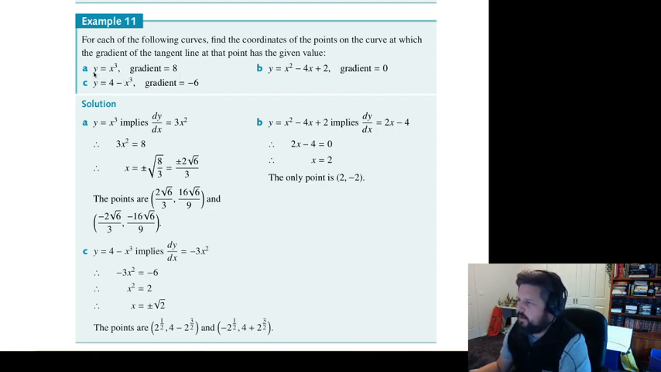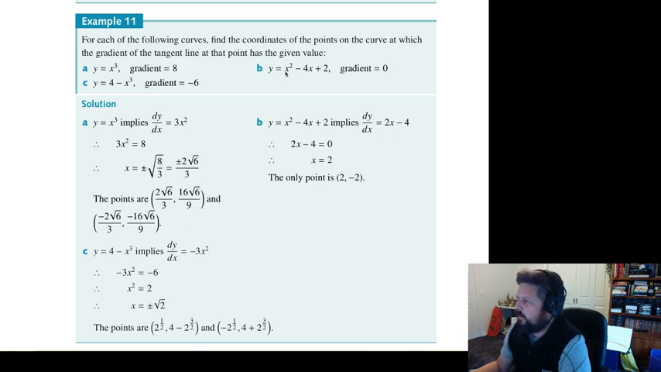So what you need to do is, if you've got y equals x cubed, we need to find the derivative of that. In this case, it's 3x squared. We know that the derivative is equal to the gradient. So in this case, the gradient was equal to 8. We're making the derivative equal to 8. From there, we can solve and find out where those points exist. Obviously here, this one is plus or minus the square root of 8 over 3, which is a surd, which can be simplified down.